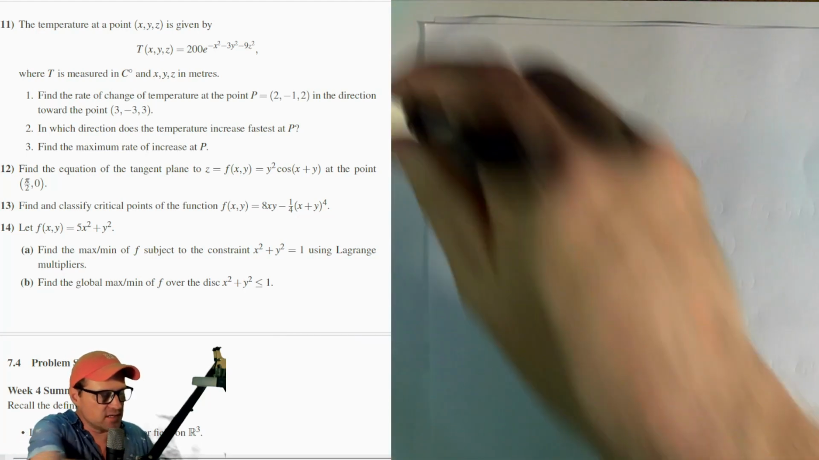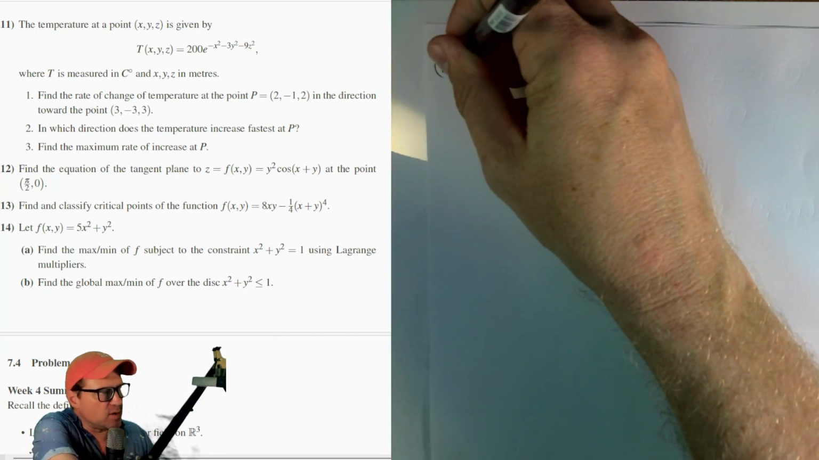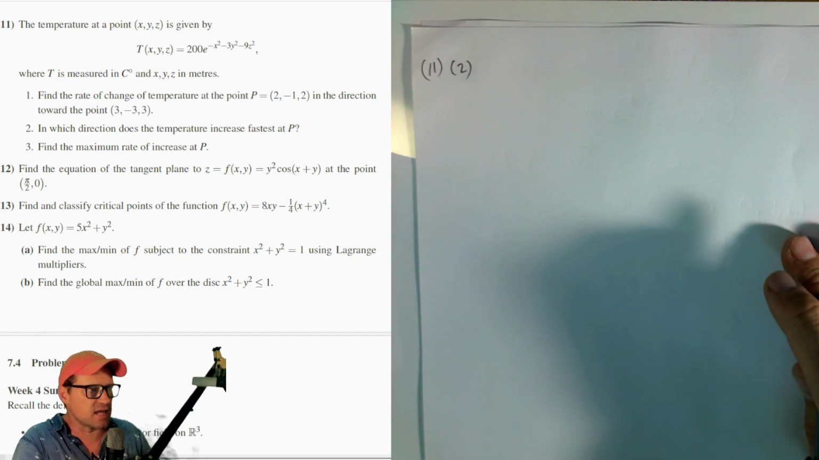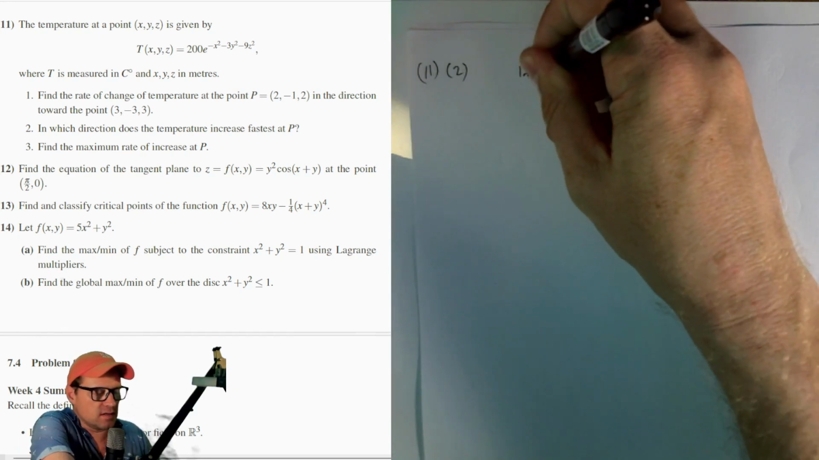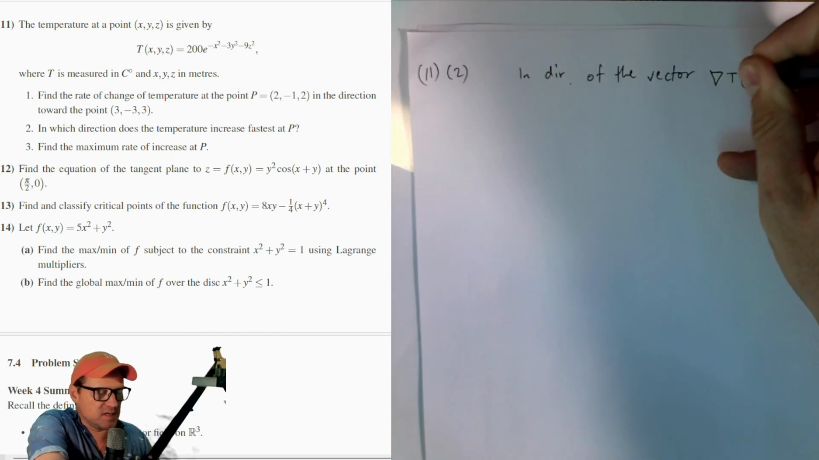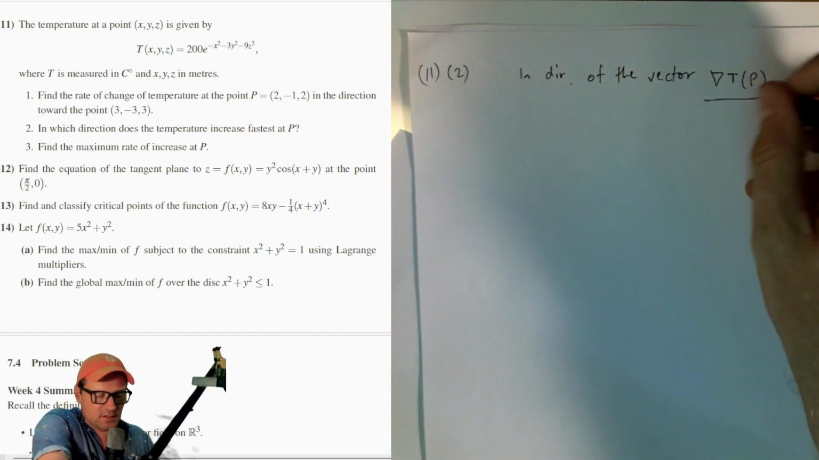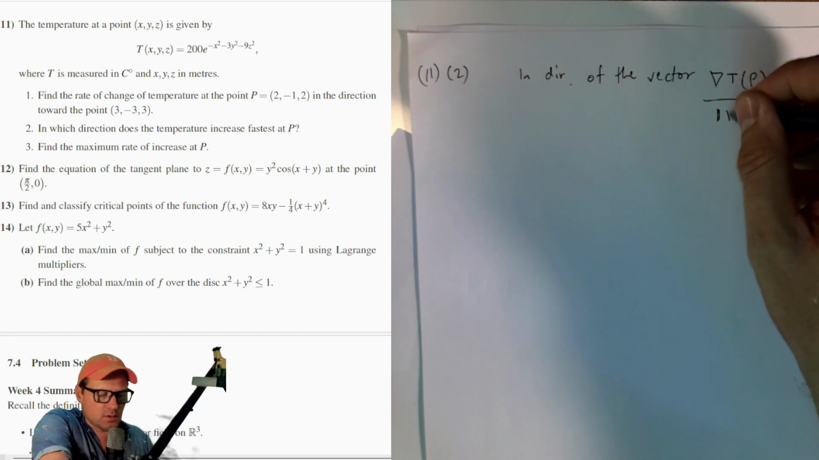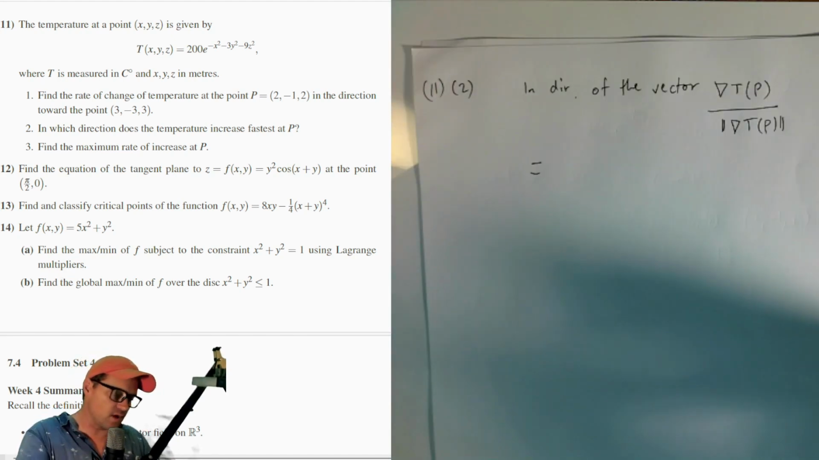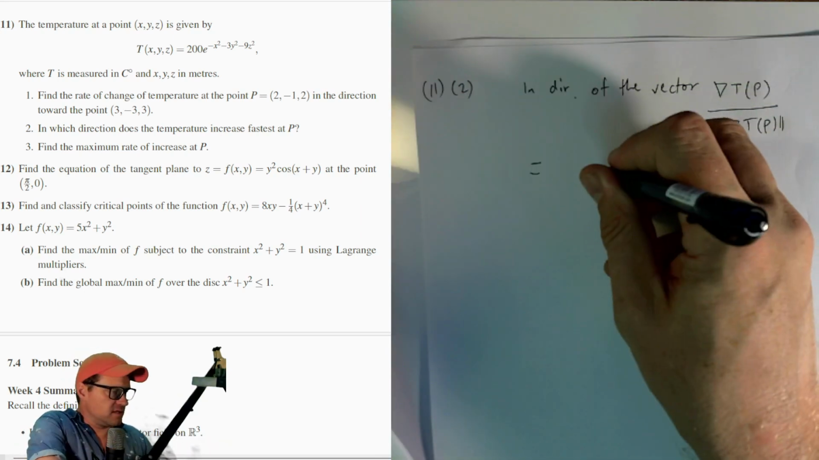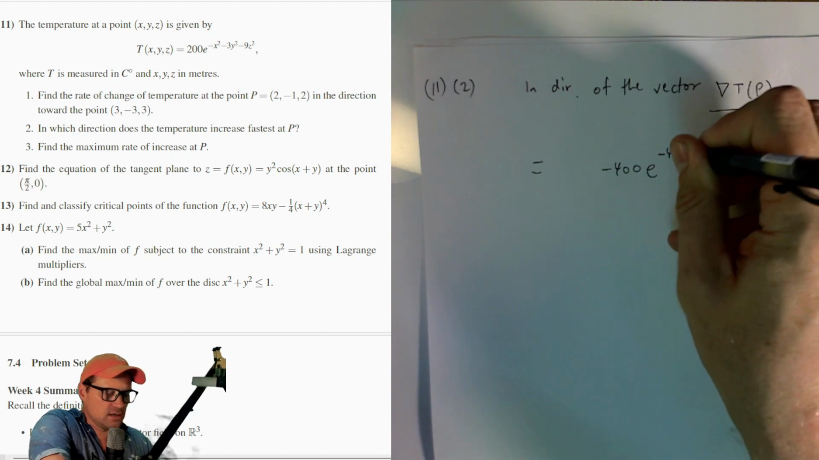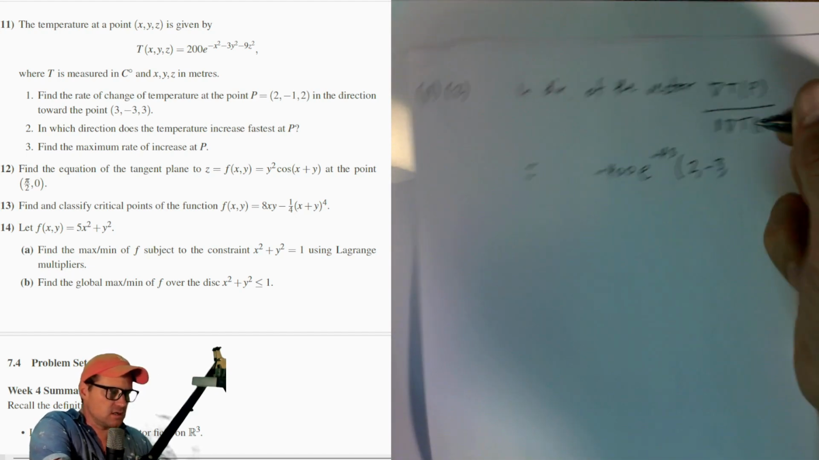Okay, so next part of this, which is question 11, part 2, in which direction does the temperature increase fastest at P? So in the direction of the vector grad T at P, and if you want to give a unit vector, it would be grad T at P over the norm of grad T at P. Okay, and so we have calculated grad T at P to be the vector minus 400 e to the minus 43 times the vector 2, minus 3, 18.